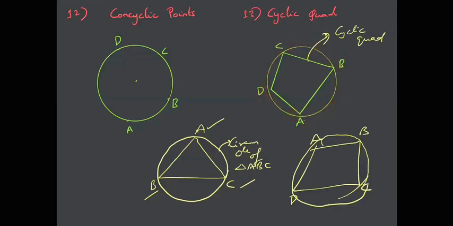So for any quadrilateral, we can't have a circle which passes through all the 4 vertices. Only for certain special types of quadrilaterals called cyclic quadrilaterals, we have the property that all the 4 vertices can pass through the same circle.